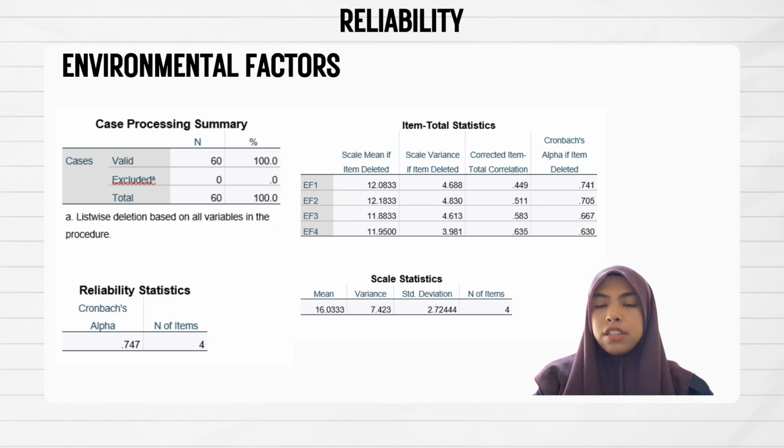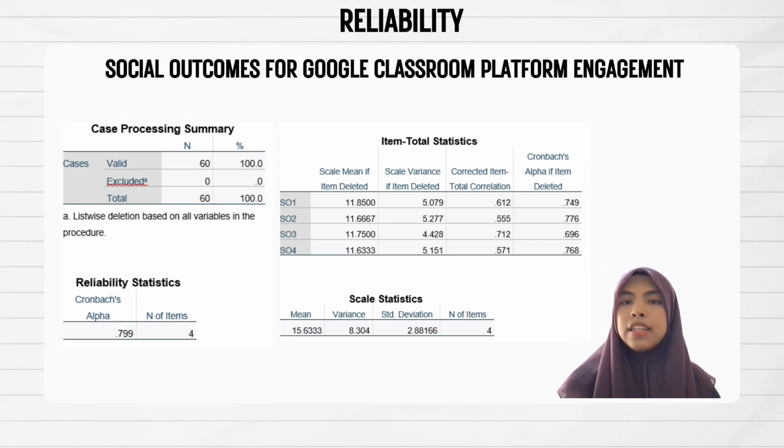EF3 also contributes significantly, correlation 0.583, while EF2 and EF1 have moderate impact. Overall, all items are necessary to maintain consistency. The analysis includes 60 valid cases with no excluded cases. This indicates that the dataset is complete with no missing values, making it suitable for reliability analysis.